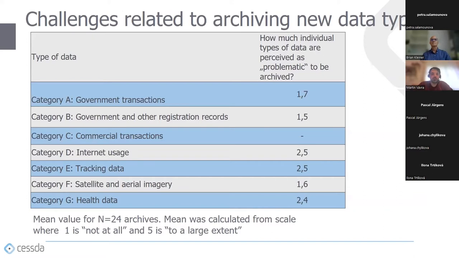Challenges. It's very important for the CESSDA organization to know what are the issues, what are the challenges, what are the problems connected with new data types. So here it's a very aggregated index, but we can say that most problematic, or perceived as most problematic, are internet usage data, tracking data, and health data. And in the second group, perceived as less problematic, with less intensity of problems, are government transactions data, government registration records, and some geographic satellite data.